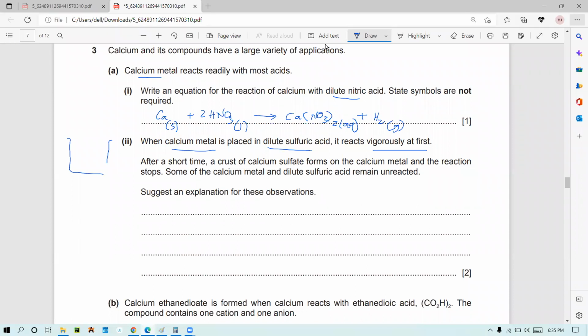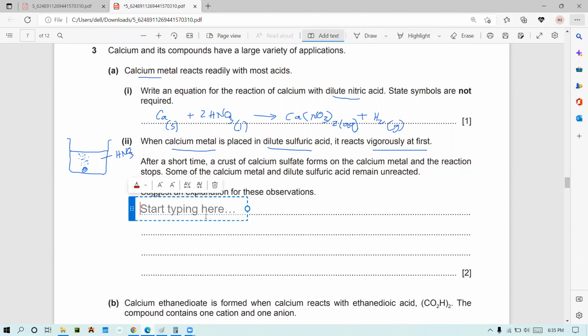If this is a beaker containing nitric acid, HNO3, when you add calcium into this, you can see gas bubble formation. Calcium is a reactive metal, so vigorous gas bubble formation occurs. We had given explanation for these observations. First, we write the explanation for the observation 1. Taking the reactivity of calcium into consideration.